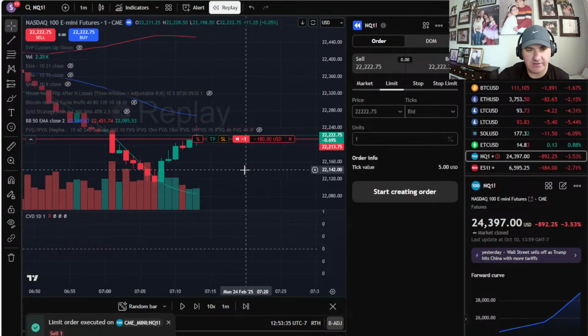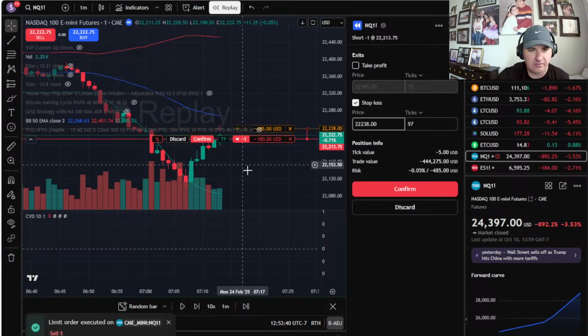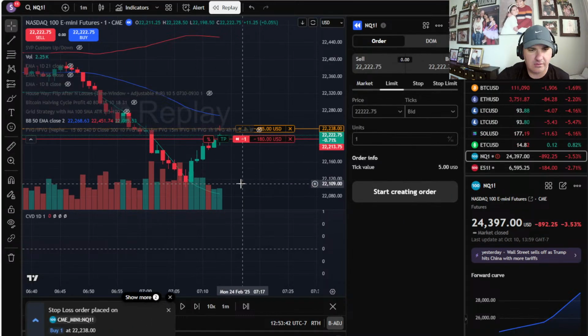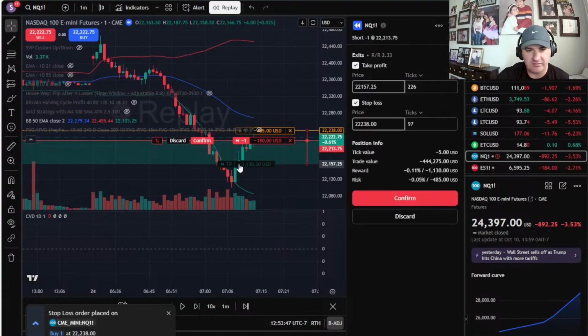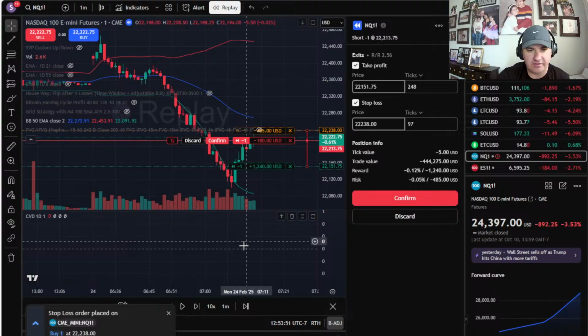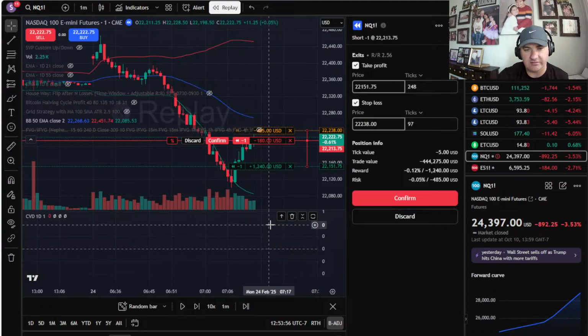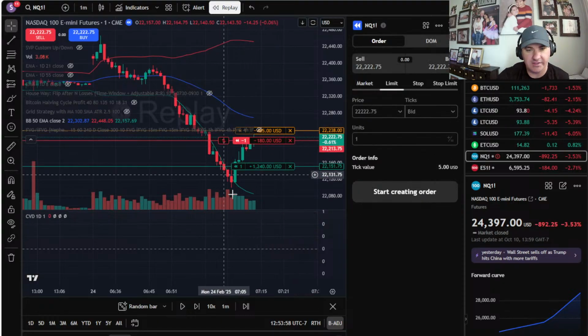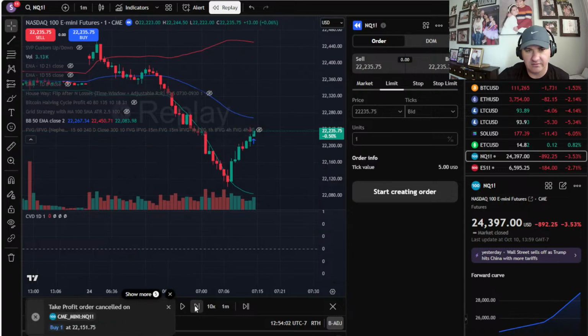Okay, we're entered. Stop loss goes below the candle that created the gap. Target in this case could go to this bullish fair value gap here. That's a nice looking trade. Confirm that. And then let's see. Stopped out. So now this gap has been inverted.